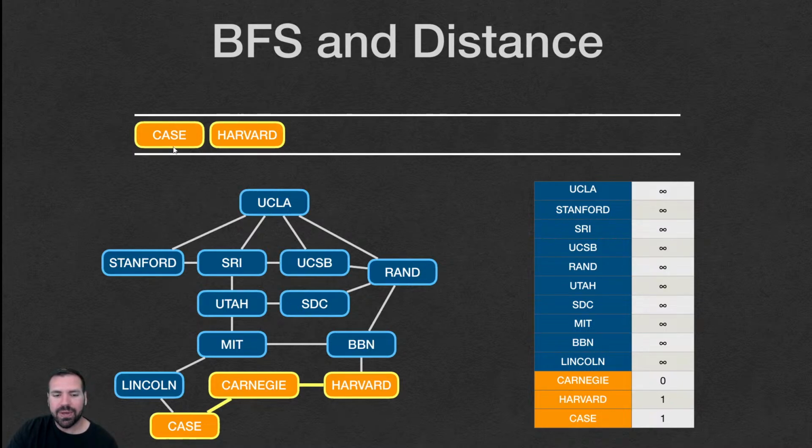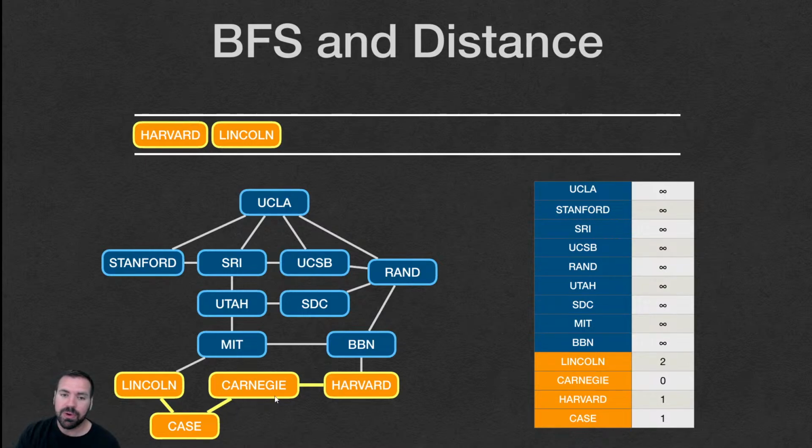And we're going to dequeue Case. Case is going to check its neighbors. It's going to check Carnegie. It's going to ask this data structure, hey, I got a neighbor, it's Carnegie. Has it been explored yet? The data structure is going to say, yeah, I've already seen Carnegie. Case is going to say, okay, I'm not going to do anything with that. So Case doesn't do anything with Carnegie. It checks if it's explored. The answer was yes. That's it.